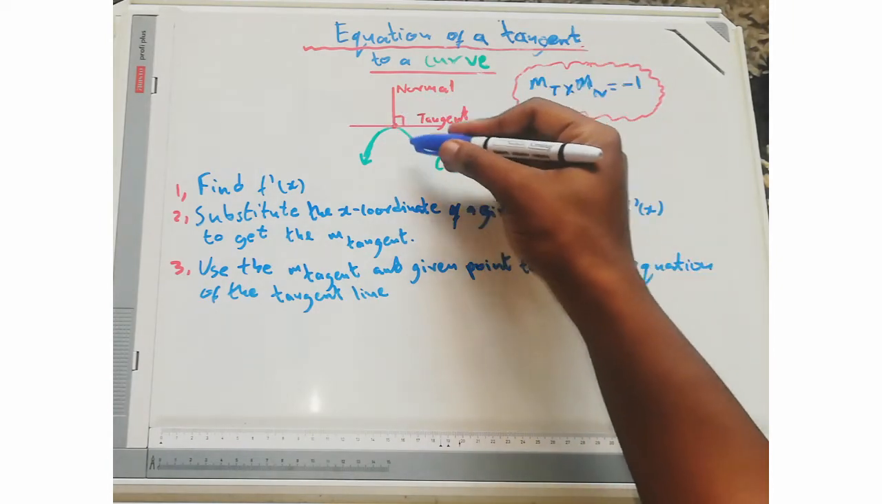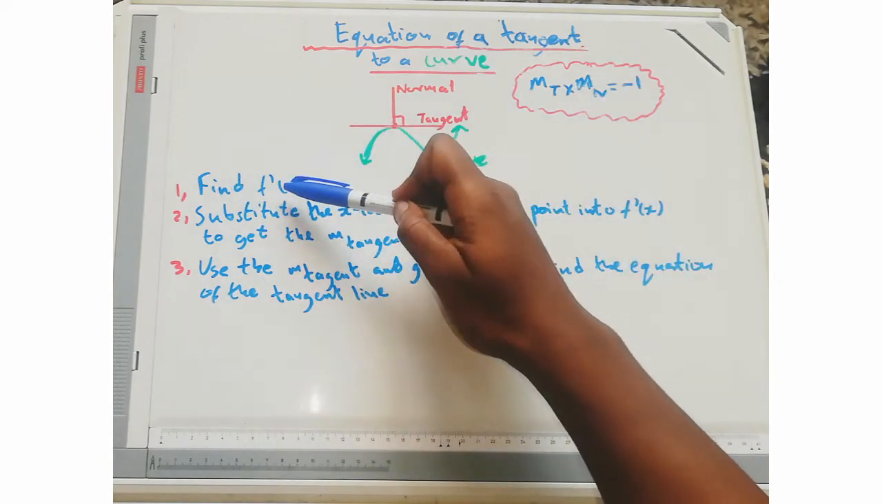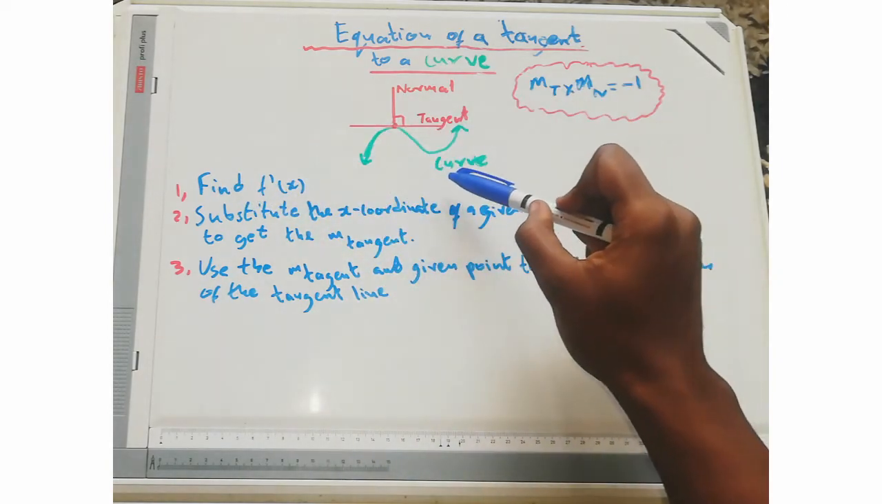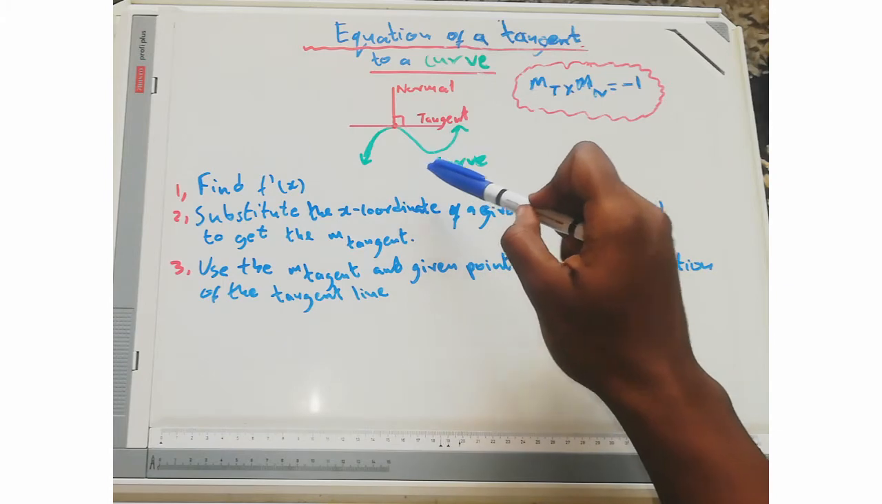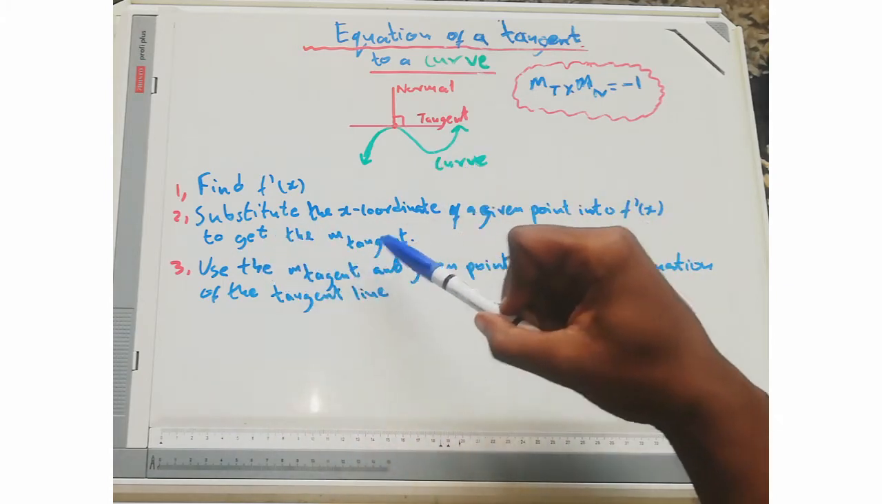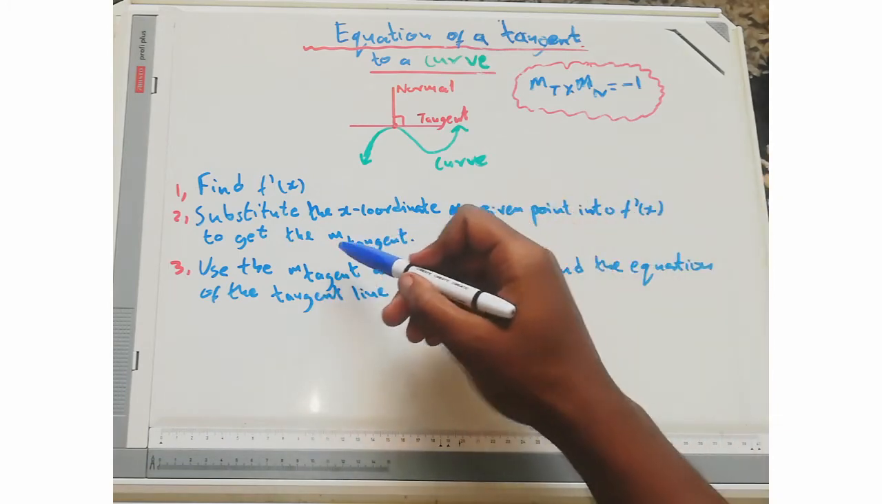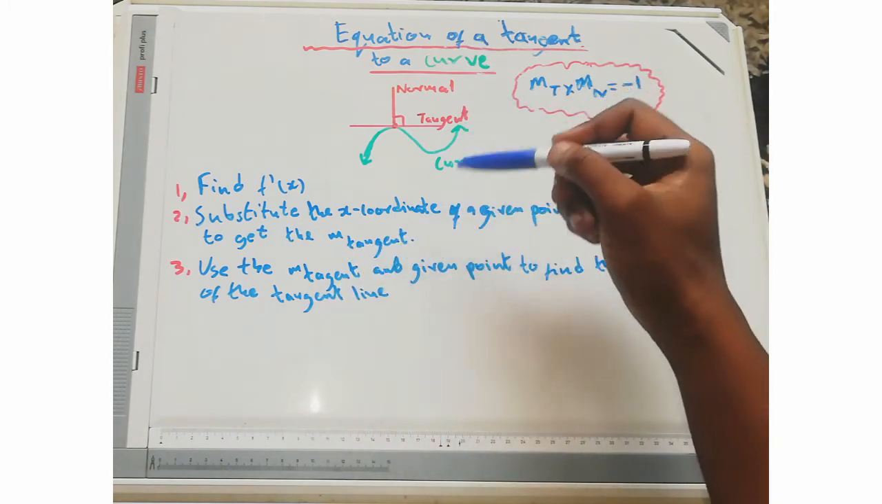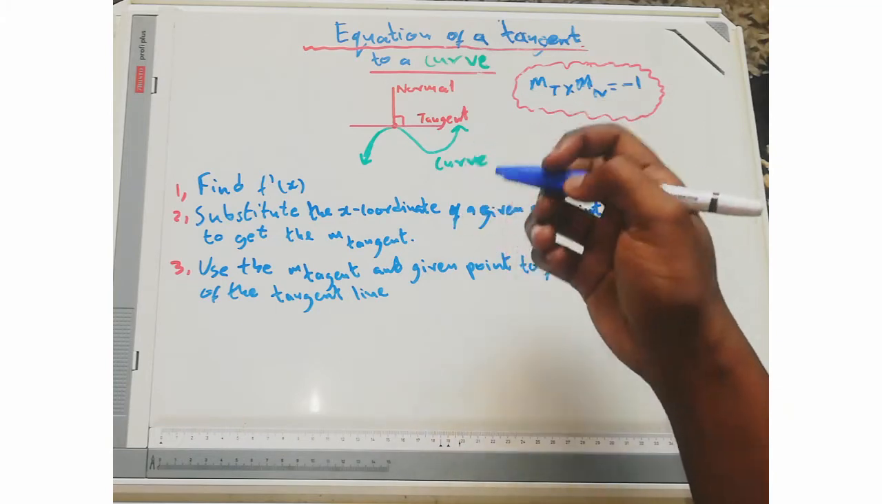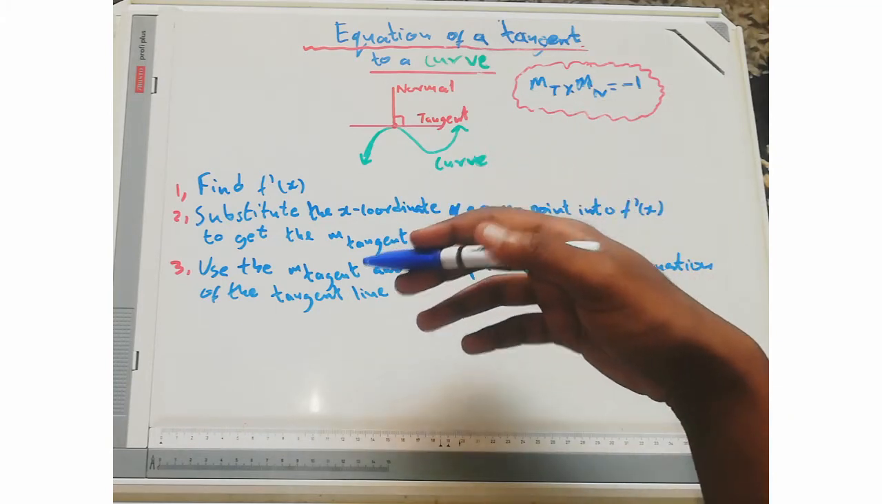So how can you find the gradient of the curve? First things first, you have to find the derivative of the curve. After you have found the derivative, you have to substitute the x-coordinate of the given point into the derivative to get the gradient of the tangent. They're going to give you a point. They'll probably tell you to find the equation of the tangent at the point x equals 2.